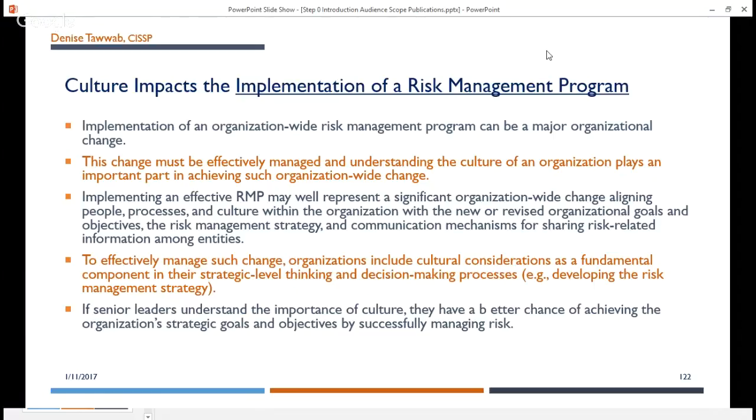To effectively manage this change, organizations must include cultural considerations as a fundamental component in their strategic-level thinking and decision-making processes. If your senior leaders understand the importance of culture, then they will have a better chance of achieving the strategic goals and objectives by successfully managing risk. But you ignore culture to your own detriment.